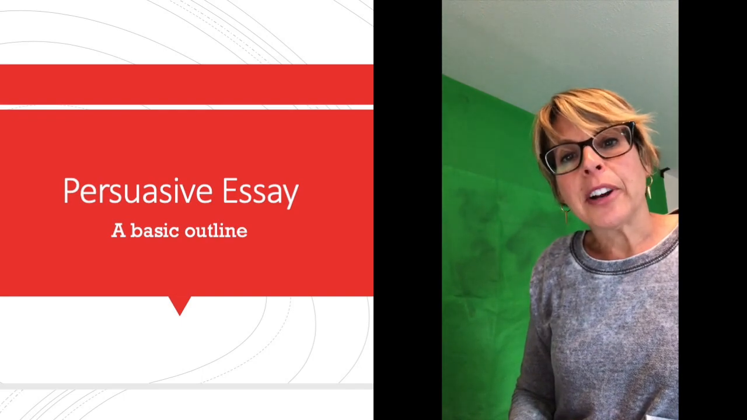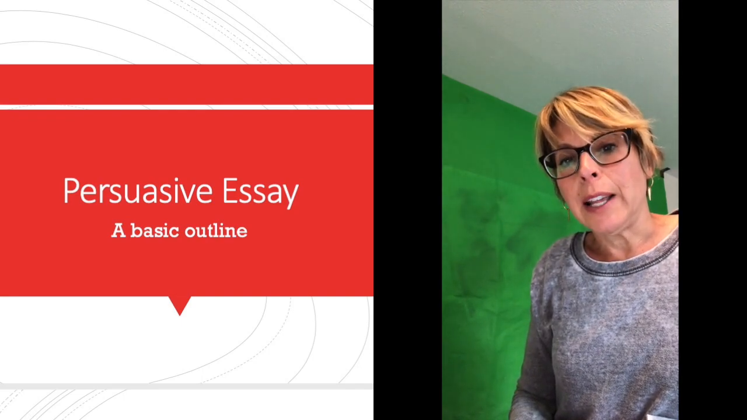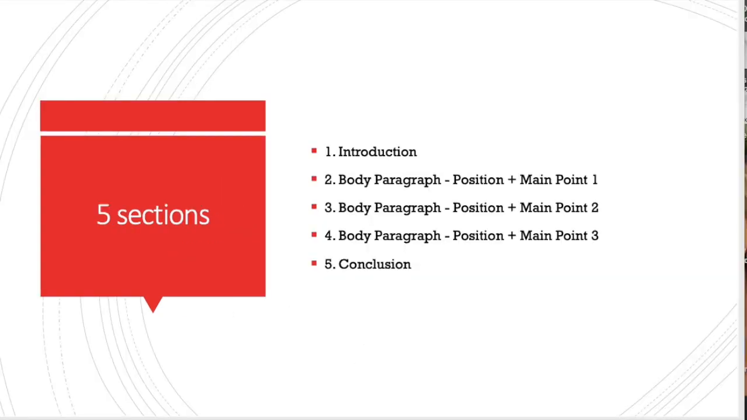Today we're going to go over a basic outline for writing your persuasive essay. Okay, a strong persuasive essay is going to be composed of 5 main sections: your introduction, then 3 sections, each one containing the elements of each of your 3 main supporting points for your thesis, and then a conclusion.